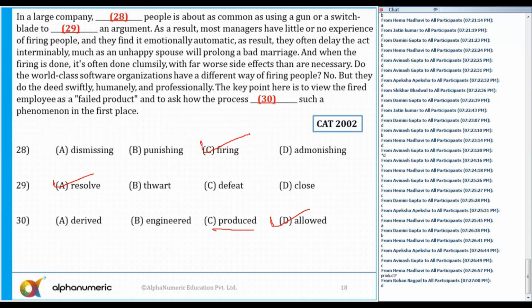There's a word, thwart. Thwart means to stop. If you thwart something, you stop something. Admonishing means you warn somebody. When you admonish somebody, you warn someone. So these I think should be the answers. Any doubt, anyone?